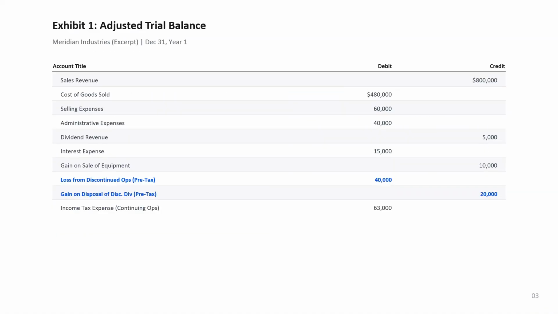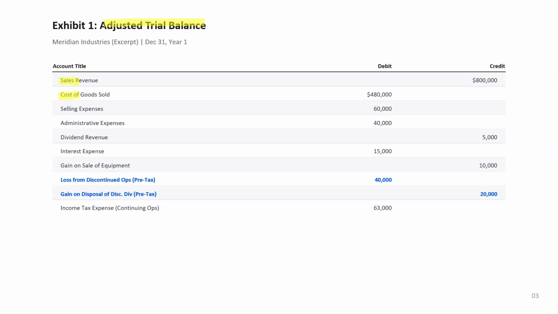Okay, to prepare the statement, we need to review the exhibits that contain the raw data. So we are starting here with the adjusted trial balance on our exhibit 1. When you look at this, this list contains all the accounts that we need to construct the income statement. And you see everything is in a mix. So we have standard operating items. You can see here we have sales revenue. We have cost of goods sold here.